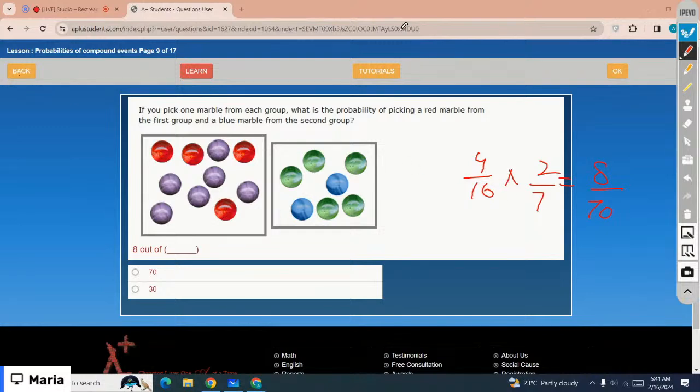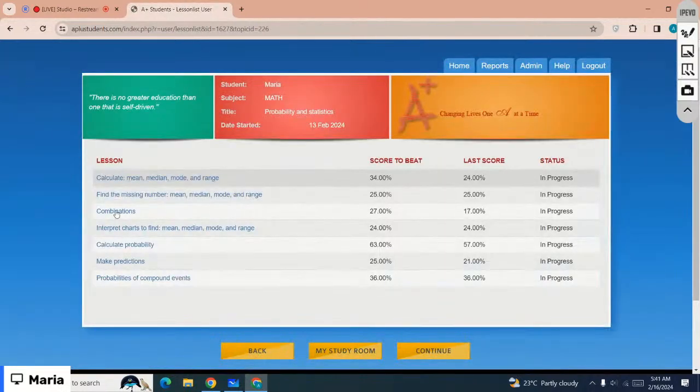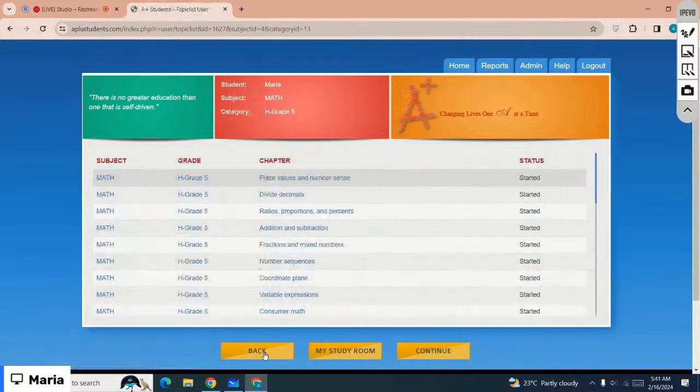Okay, you can complete the lesson by yourself later today. So we are working on grade 5 math. The chapter we are working on is probability and statistics. The lessons we have covered today are calculate probability, make predictions, probabilities of compound events, right? So please make sure before the next session you can complete all the practice questions for the lessons we did today. That is your homework until next session, right?